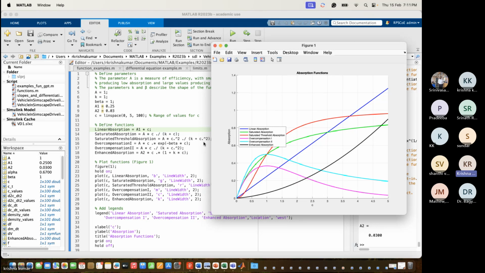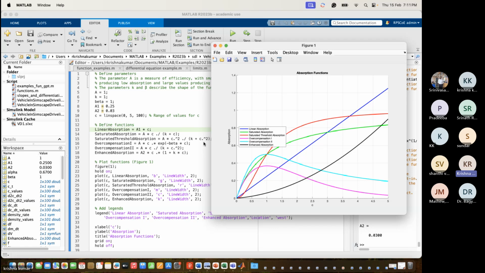This graph performs similar to that of the green saturated absorption, but the slopes are going to be different. We know what is a slope already. The slopes are going to be different. Now, apart from this, look at these functions. Blue, it's just an increasing function. Green and red, it increases and reaches a plateau value. Then there are two other functions, which are called overcompensation 1 and 2. So these two functions increase and decrease.